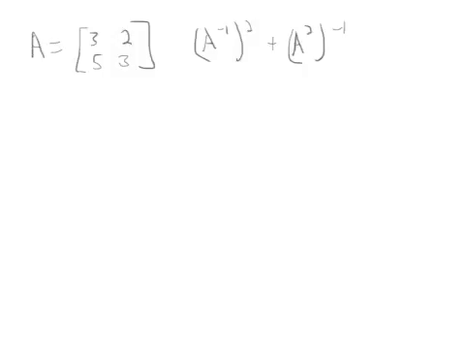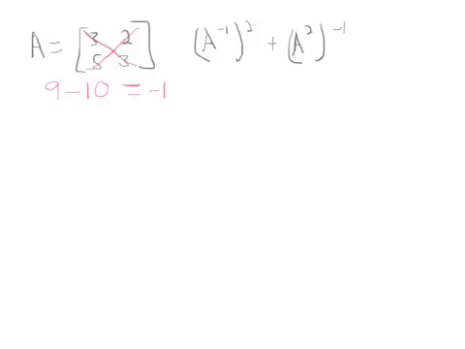To find the inverse, I need to first find the determinant of the matrix. You find the determinant by taking 3 times the 3, which gives me 9, subtracted by the 5 times 2, which is 10. So I get 9 minus 10, and that gives me a negative 1. So this is the determinant of that matrix.